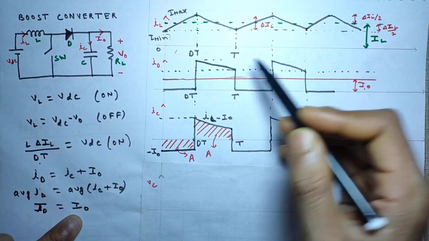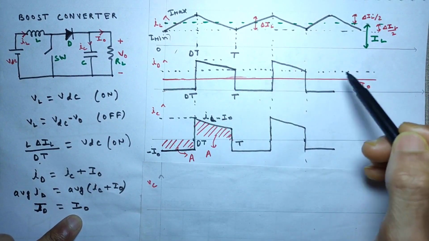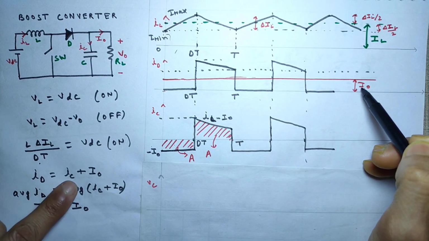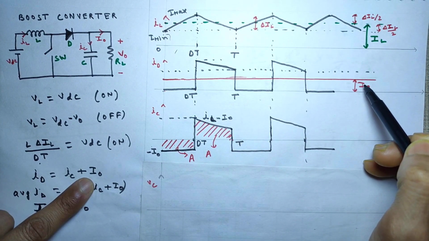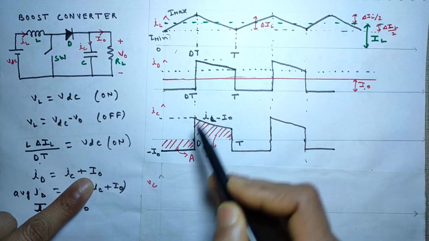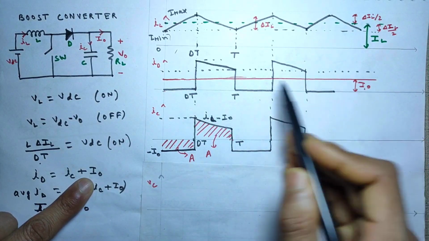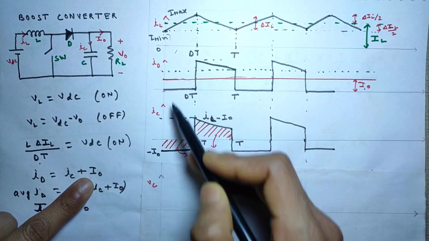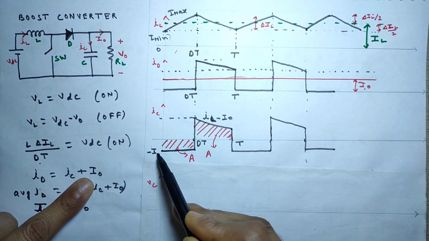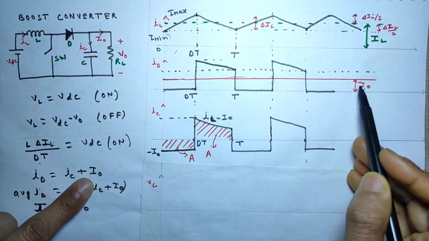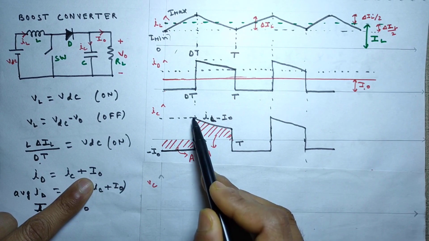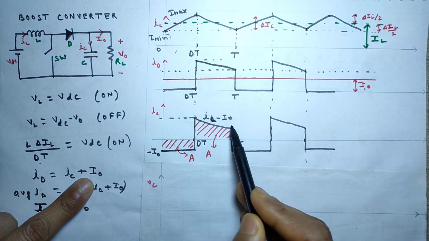So from this ID, if I subtract this I naught, we will get IC. IC is equal to ID minus I naught only. So we will subtract this current I naught from ID, and we will get IC like this. Minus I naught, because here it is 0 minus I naught, which is minus I naught, and the curve will somehow come down.